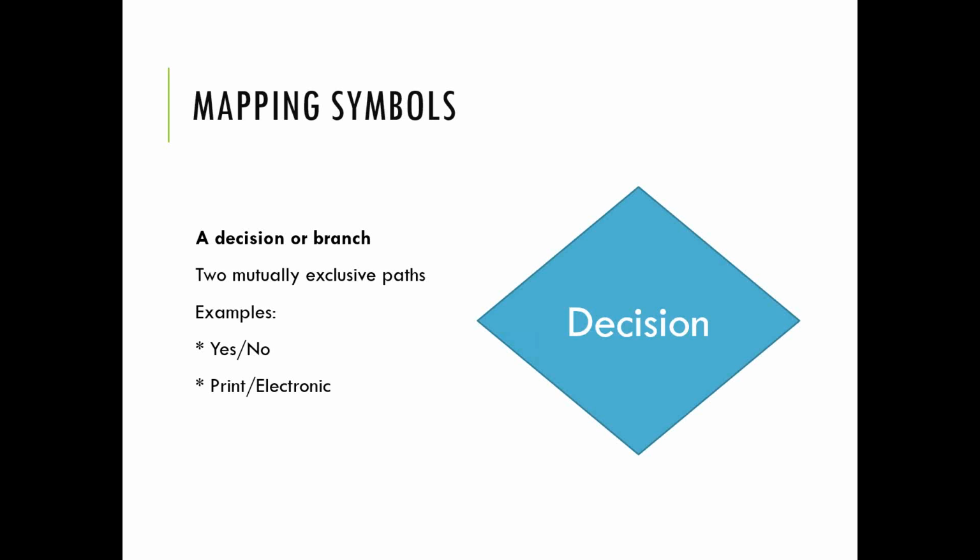Sometimes I like to do a split by format. So I might say, what is the format of the resource I'm dealing with? If it's print, I might go down one path. If it's electronic, I might go down another path. So it's really any time you have a natural dichotomy where the work splits off into two different paths, that's where you would use a decision.